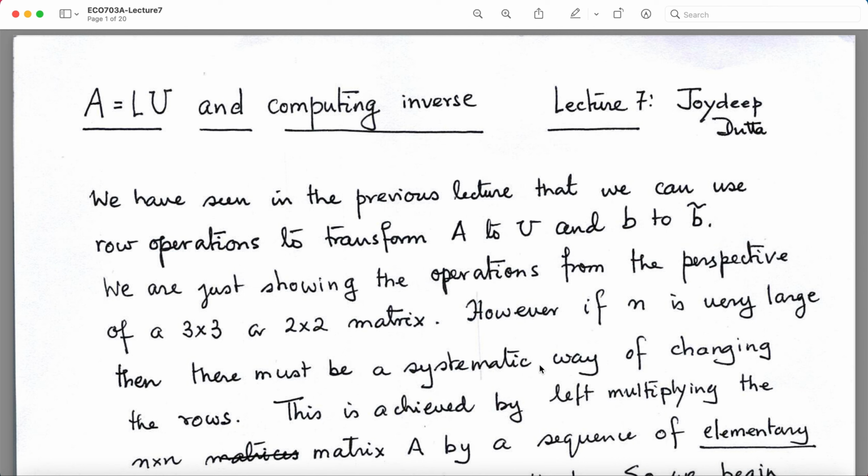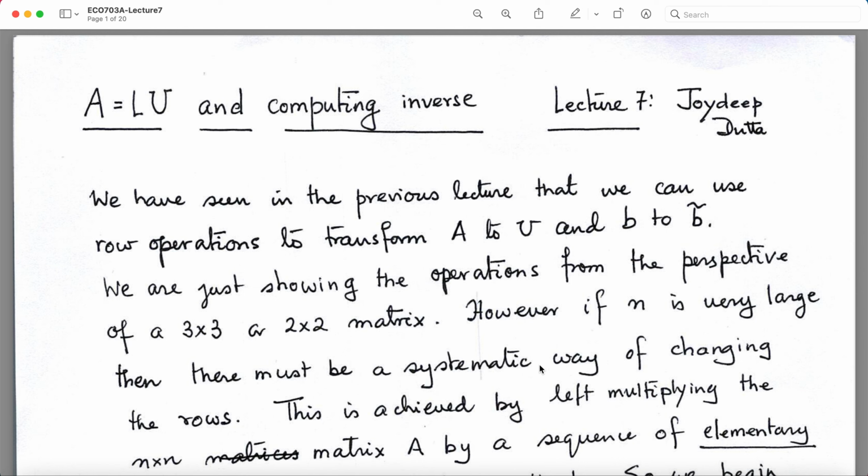In order to do that, I will take a simpler approach. The approach is this: I would multiply A, the matrix, from the left with 3 matrices which we'll call elementary matrices. If I multiply them successively, I'll get the matrix U, the upper triangular matrix. And because I'll multiply both sides, it will also transform b to b tilde or b bar, whatever.